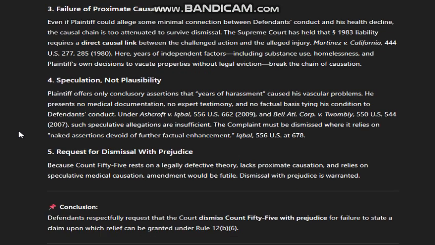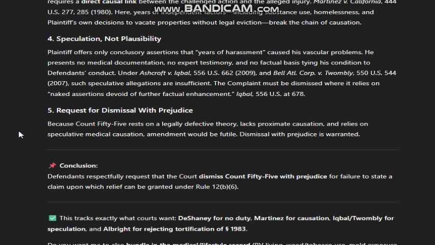4. Speculation, not plausibility. Plaintiff offers only conclusory assertions that years of harassment caused his vascular problems. He presents no medical documentation, no expert testimony, and no factual basis tying his condition to defendant's conduct. Under Ashcroft v. Iqbal, 556 U.S. 662 (2009), and Bell Atlantic Corp. v. Twombly, 550 U.S. 544 (2007), such speculative allegations are insufficient. The complaint must be dismissed where it relies on naked assertions devoid of further factual enhancement. Iqbal, 556 U.S. at 678.